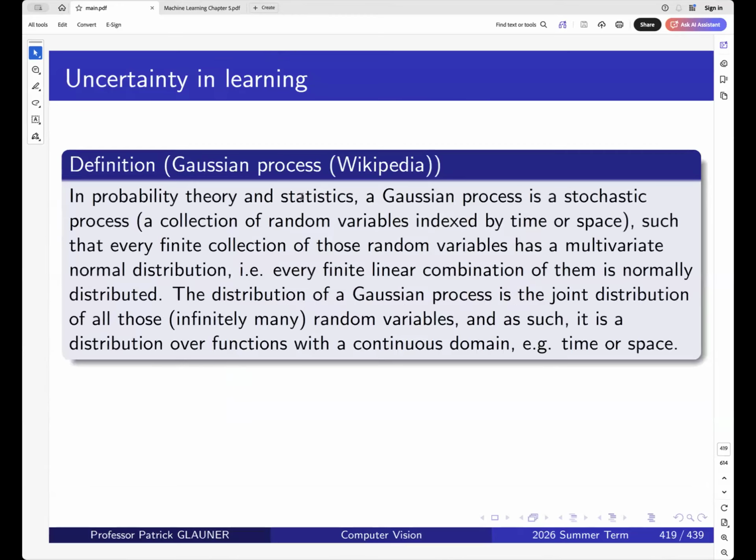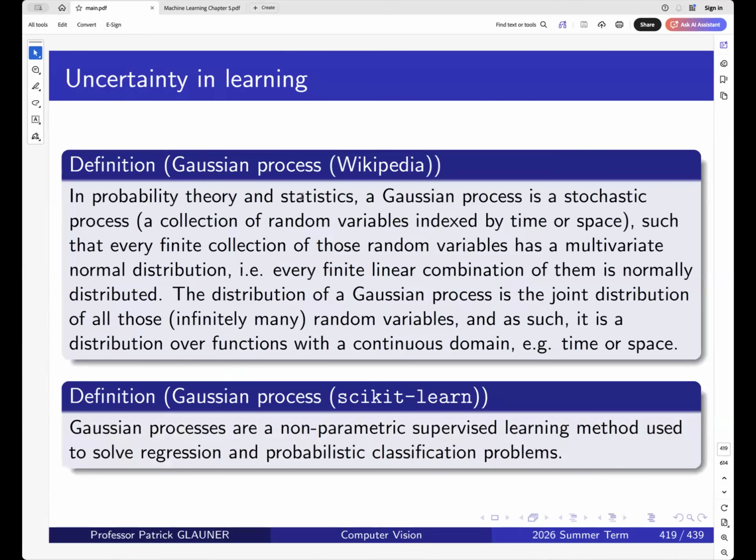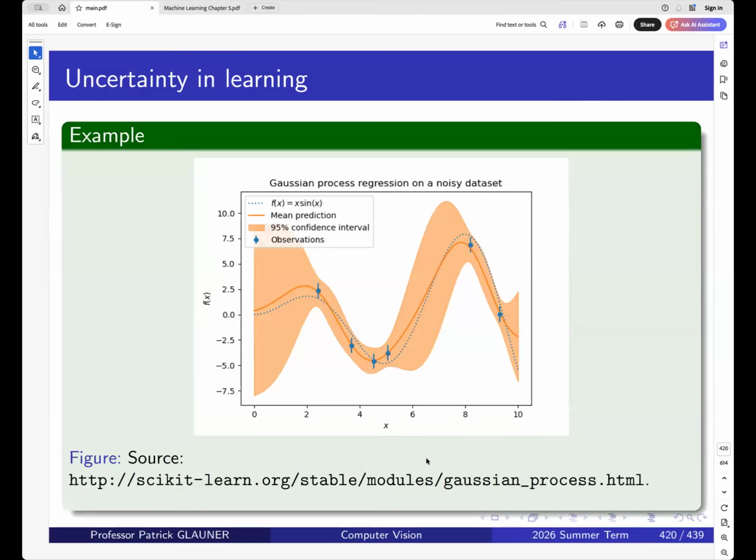When it comes to uncertainty in learning, there are lots of different approaches that could help us with this. One is, for example, a so-called Gaussian process. And the Gaussian process is a non-parametric supervised learning method that can be used to solve regression and classification problems. And these Gaussian processes, they will not just make a prediction, but rather they will show us a little bit more. For example, for a regression problem, you need to bear in mind the following.